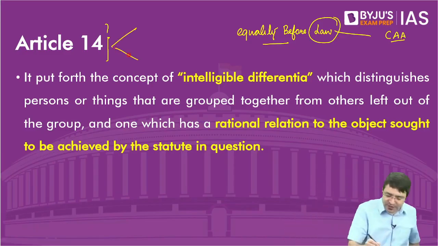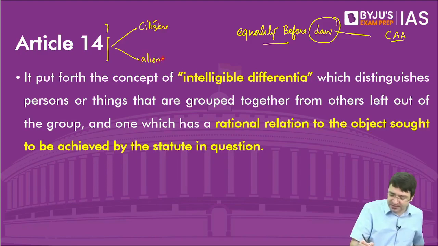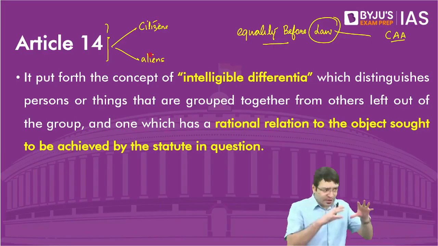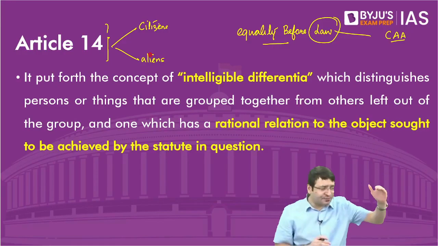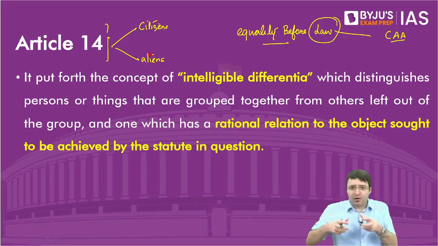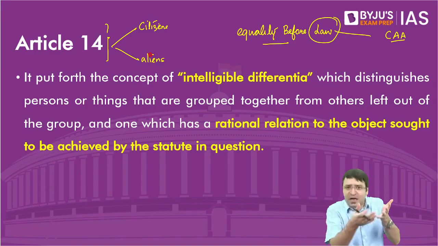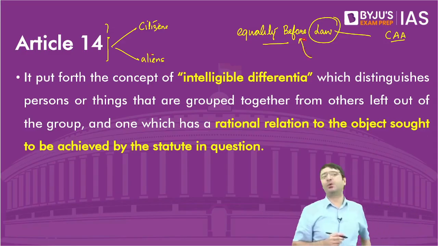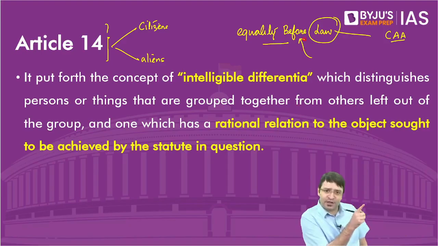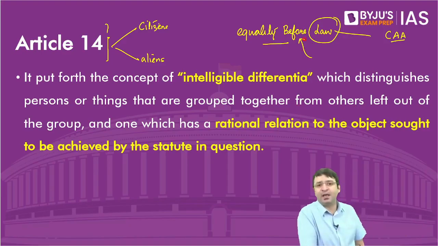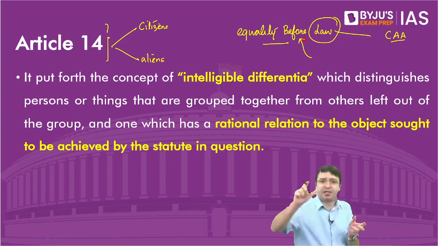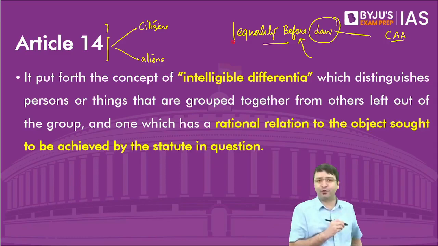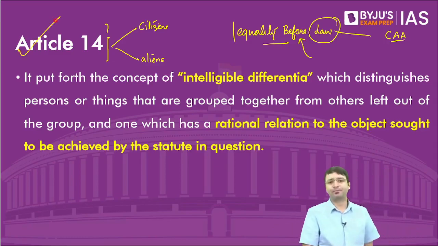And this Article 14 applies to citizens as well as aliens. So if there are aliens from Pakistan, Afghanistan, Bangladesh, this law should treat all of them equally because Article 14 applies to aliens as well. But this law is not treating everybody equally. The law is saying only Hindus, Christians, Sikhs, Buddhists, Jains, Parsis are eligible for citizenship, not Muslims. So since you discriminate against Muslims, you are violating equality before law, which is a violation of Article 14.